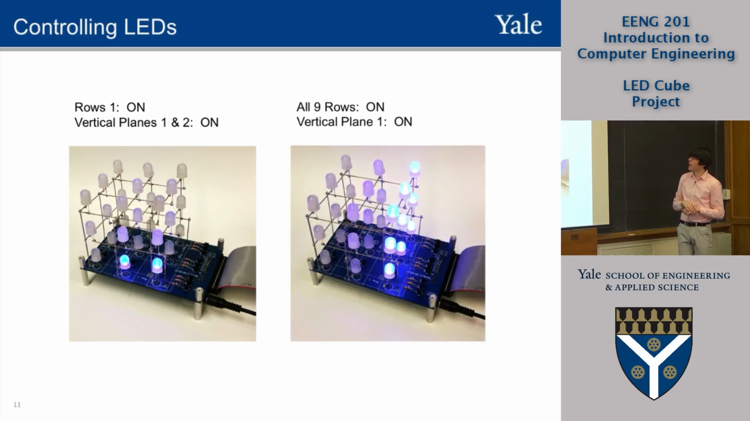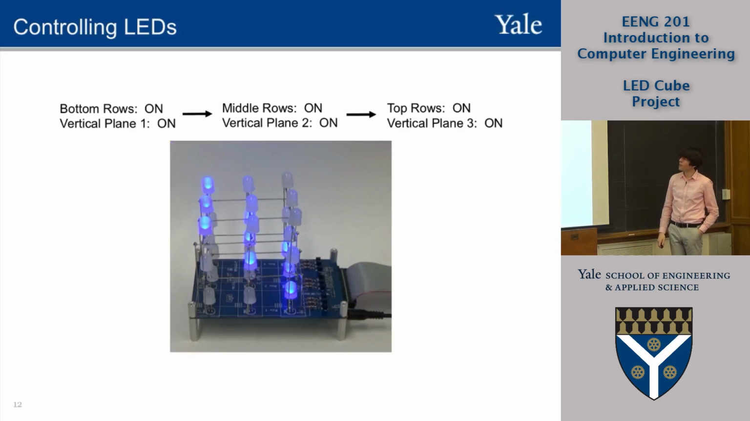And here, for example, to show all 9 LEDs in one of the planes, you turn vertical plane 1 on, and you turn on all 9 rows. All 9 rows are turned on, but because only plane 1 is turned on, the other 2 planes stay dark. So for these patterns, you don't need persistence of vision. Now for the third pattern you do.